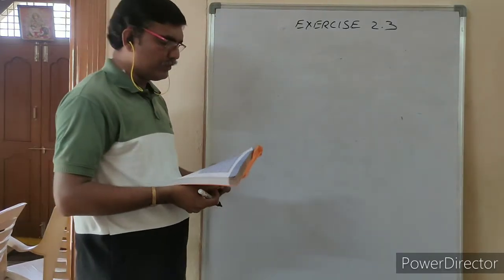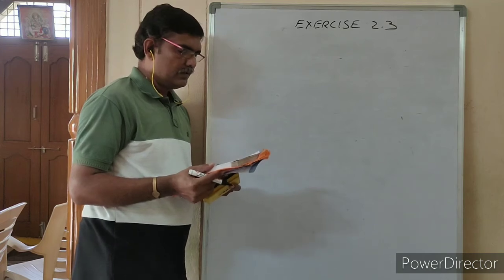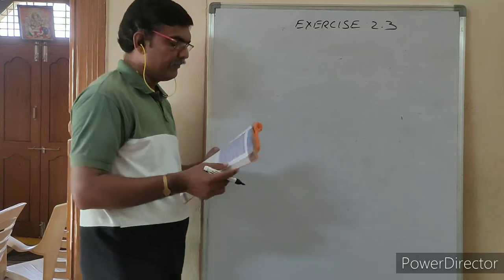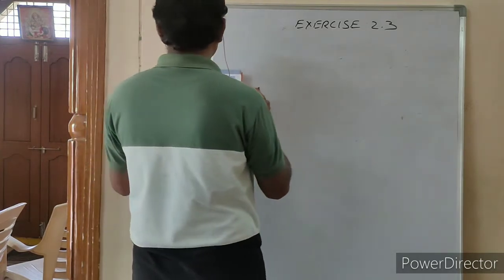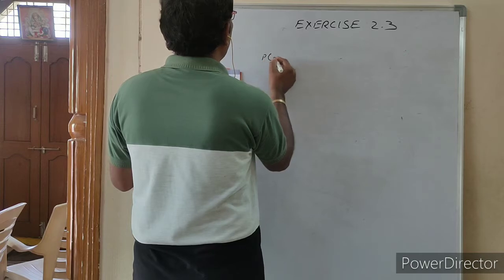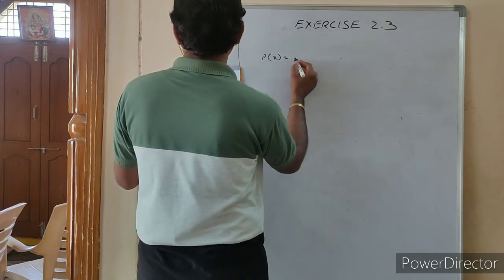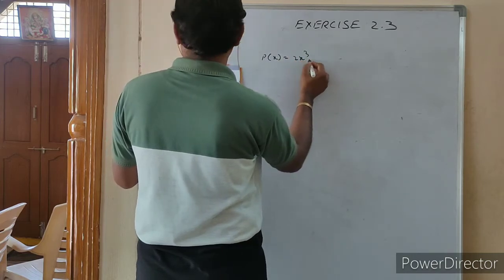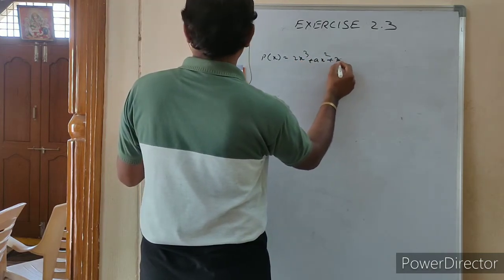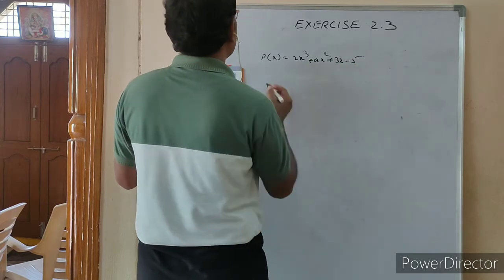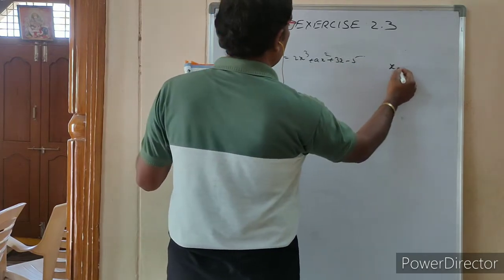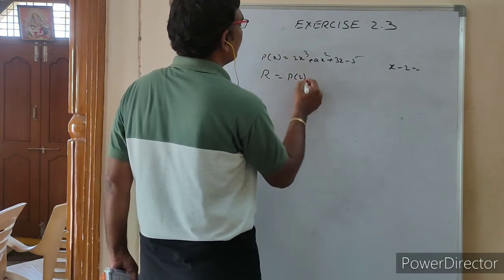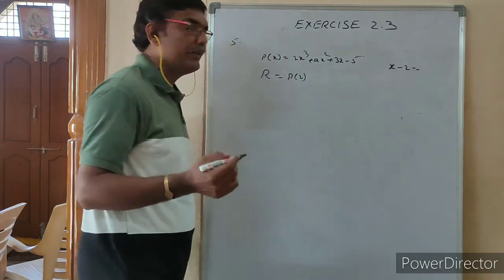Next question. If you go for the fifth question: if the polynomials given leave the same remainder when divided by x minus 2, find the value of a. See, one polynomial is p of x, that is 2x cube plus ax square plus 3x minus 5. Okay, this you are dividing with what here? x minus 2. Then remainder is how much here? P of 2.